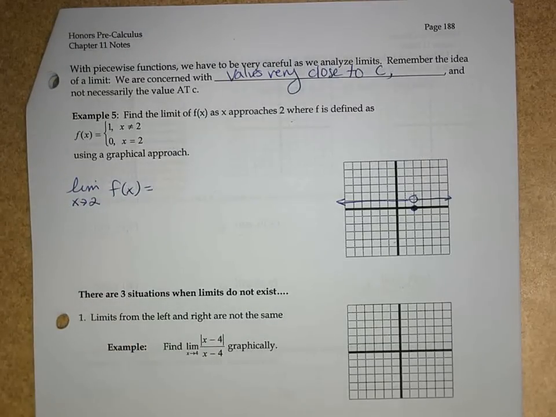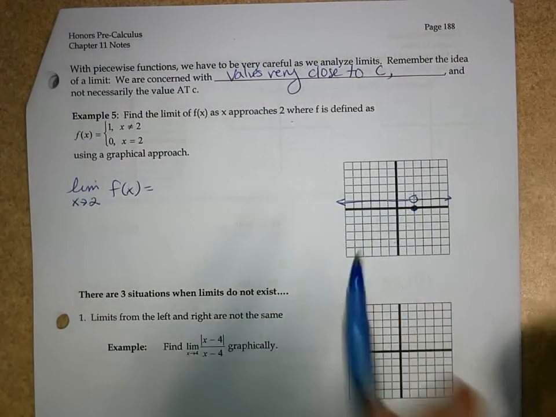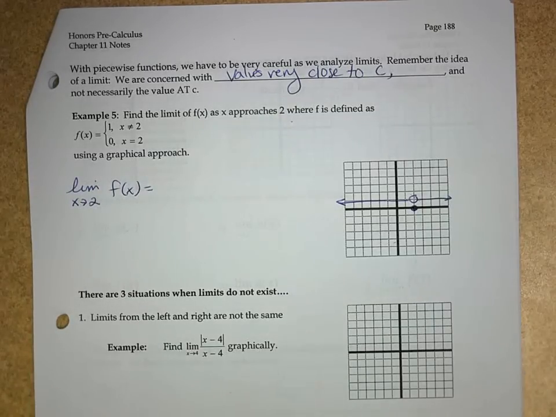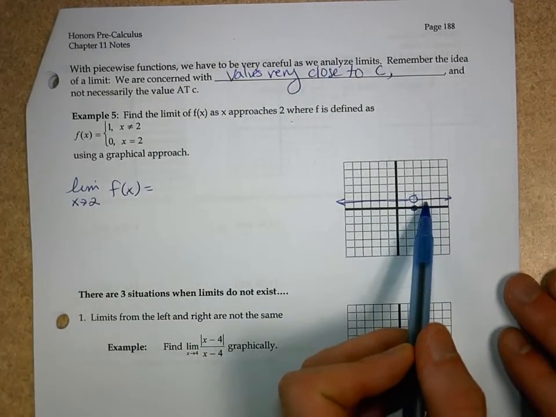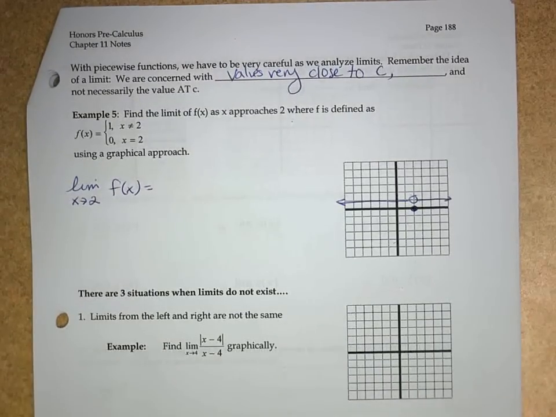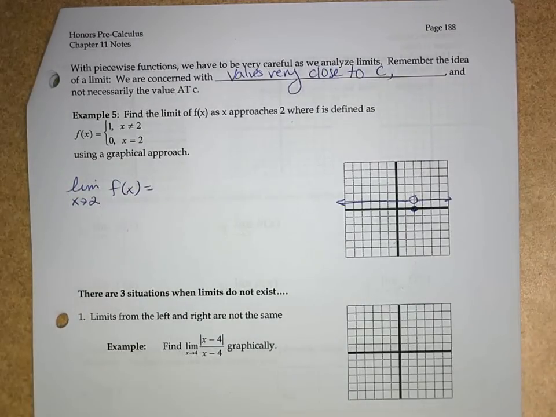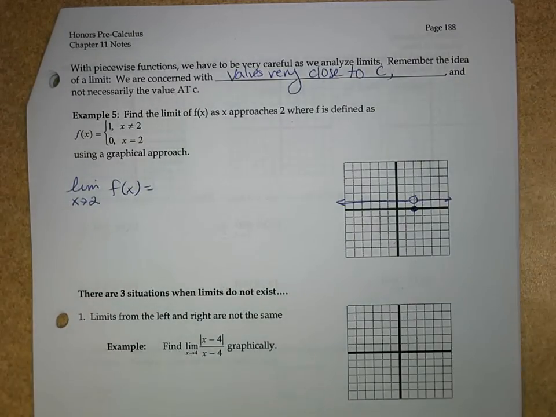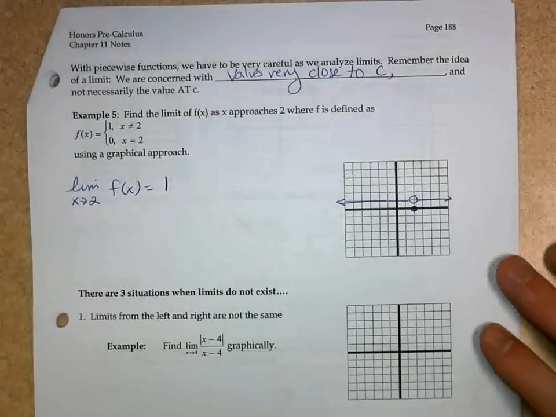So what's happening at 1.999 or 1.9999? If I'm at 1.999, my value is 1. If I'm at 1.9999999999999999999, I'm 1. So it doesn't really matter except for when I'm at 2 itself, I drop to 0. So my limit is going to be 1.